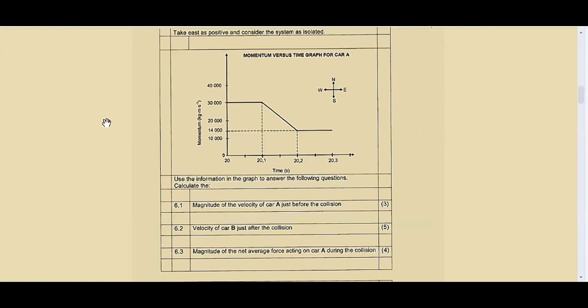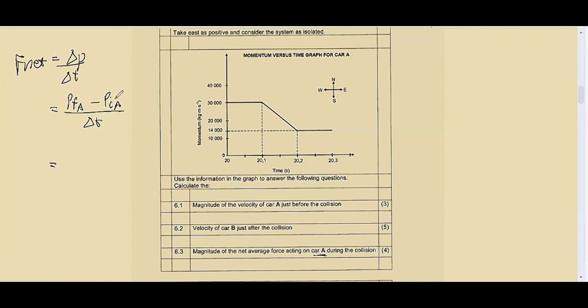We have here the formula for Fnet equals change in P over change in T, right? But then remember, change in momentum is momentum finally minus momentum initially. We are calculating for car A, so that's momentum finally for A, minus momentum initially for A, over change in time. So we will be using the graph here.